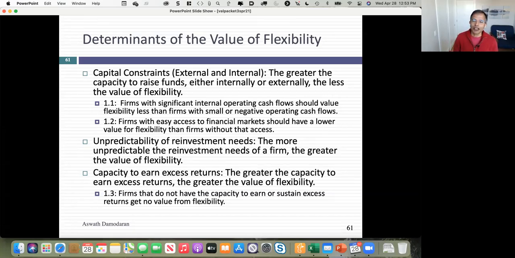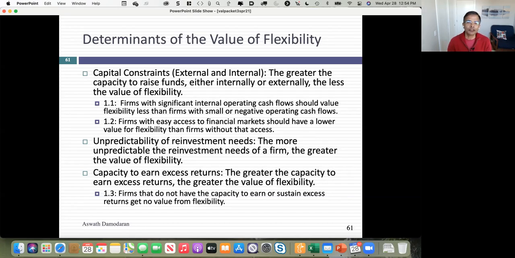So let me make my first statement. The greater your access to external capital markets, the easier your access to capital, the less value you should attach to financial flexibility. Do you see why? If you have supreme access to capital markets, you don't need to maintain excess debt capacity. A great project comes along, you just go out and raise equity, raise debt. So the more access you have to capital markets, the less you should value financial flexibility, which means you should be more likely to be closer to your optimal debt ratio.